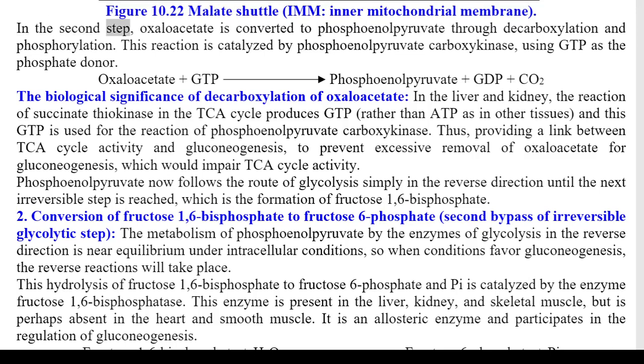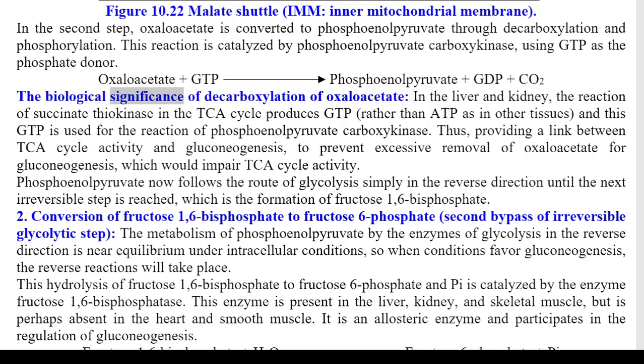In the second step, oxaloacetate is converted to phosphoenolpyruvate through decarboxylation and phosphorylation. This reaction is catalyzed by phosphoenolpyruvate carboxykinase, using GTP as the phosphate donor. Oxaloacetate plus GTP, phosphoenolpyruvate plus GDP plus CO2.